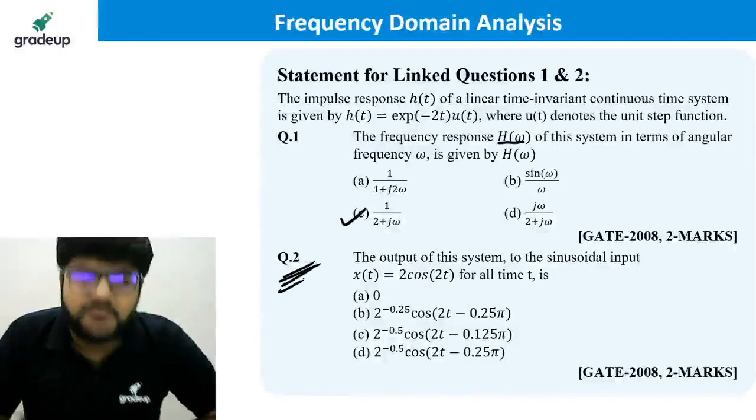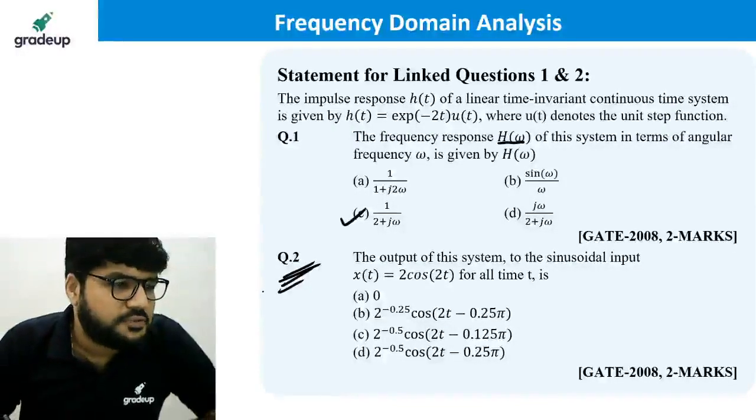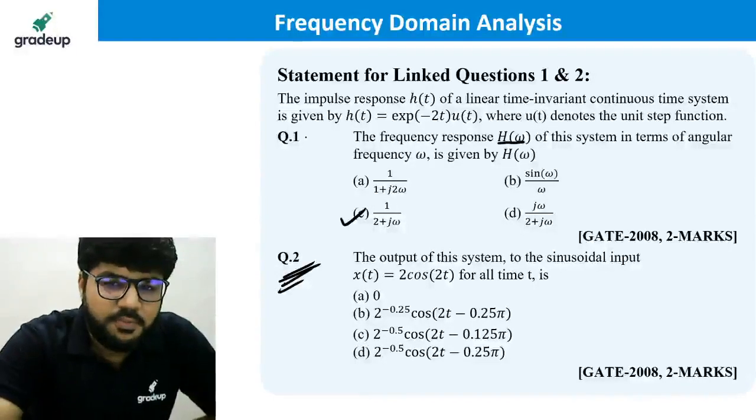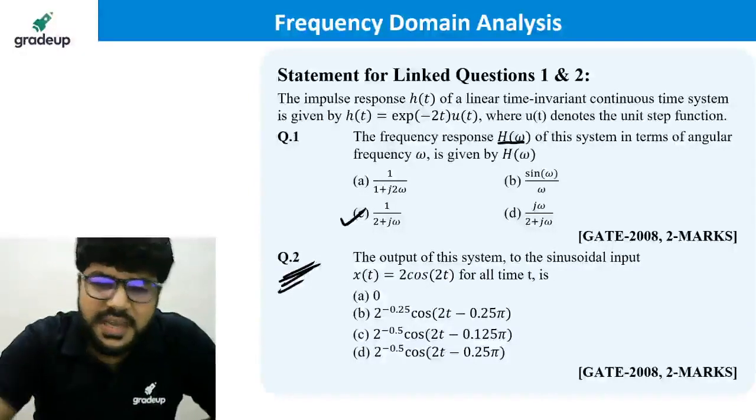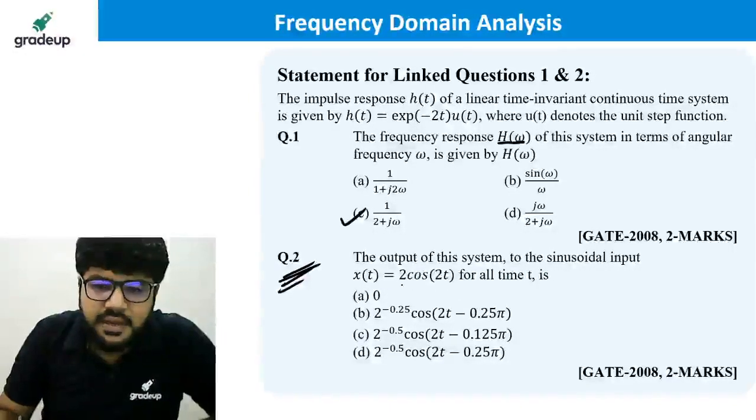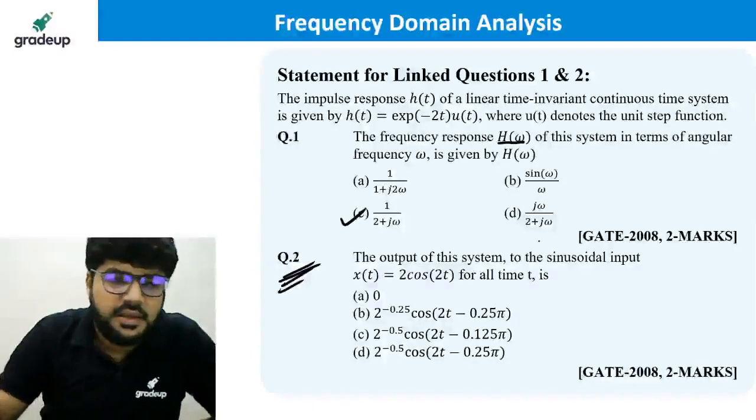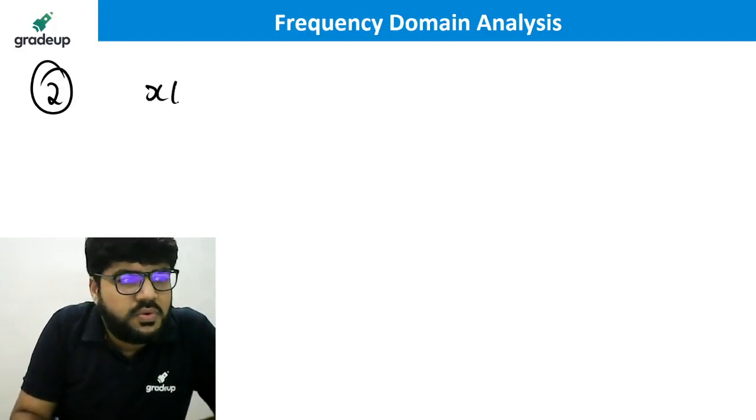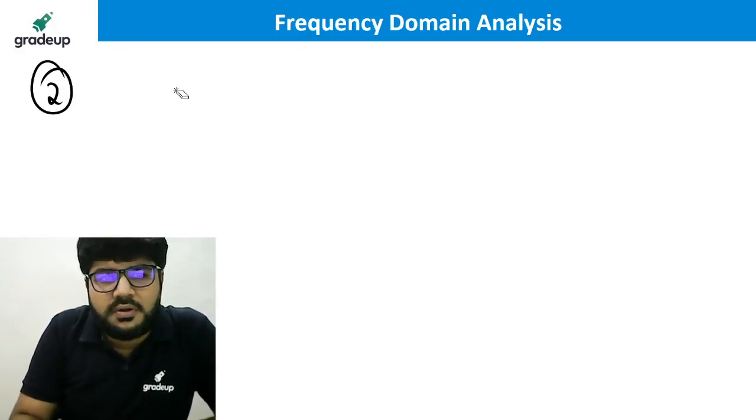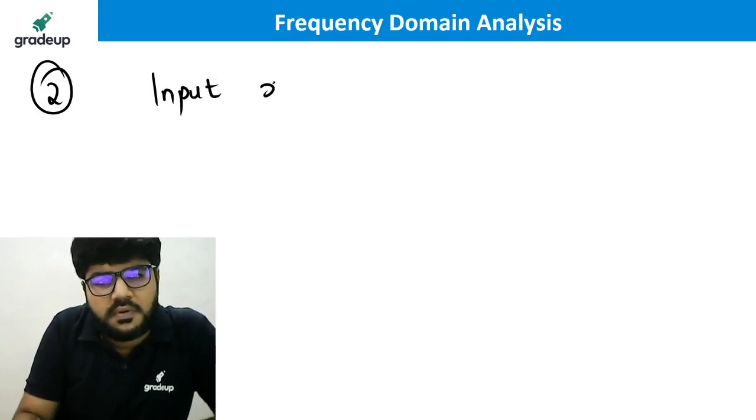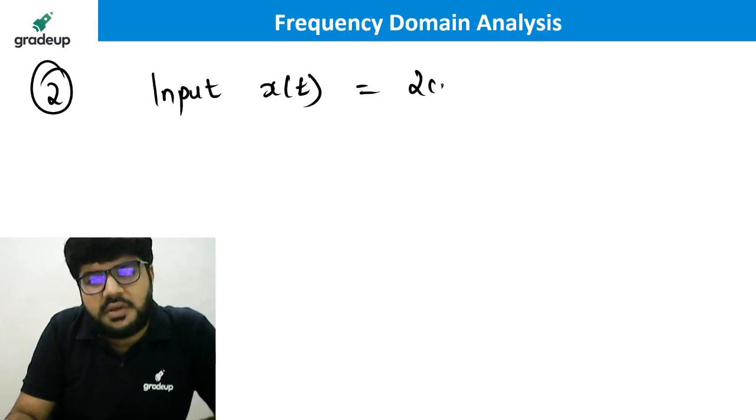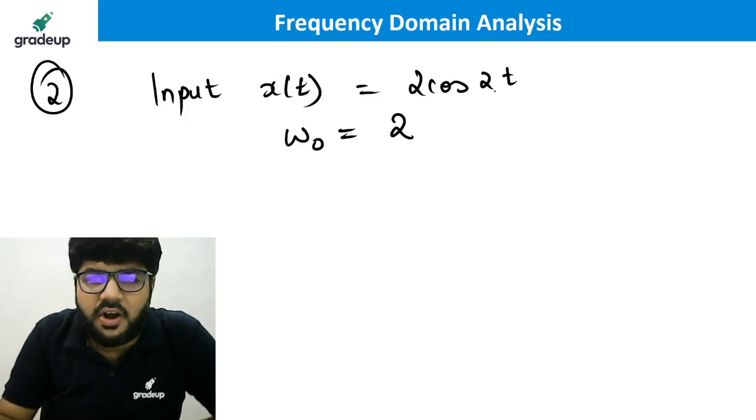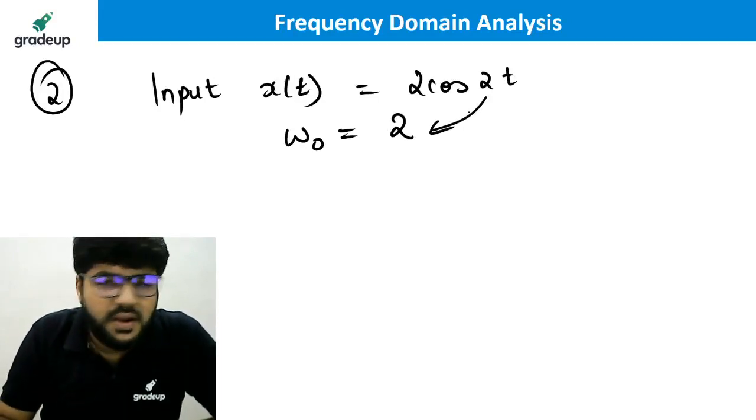Now, can you tell me the output for the second question? What is the output of the system to the sinusoidal input 2 cos 2t for all time t? So, question number 2: x(t), the input, is 2 cos 2t. That means what is the frequency of the input signal? Omega naught is 2.